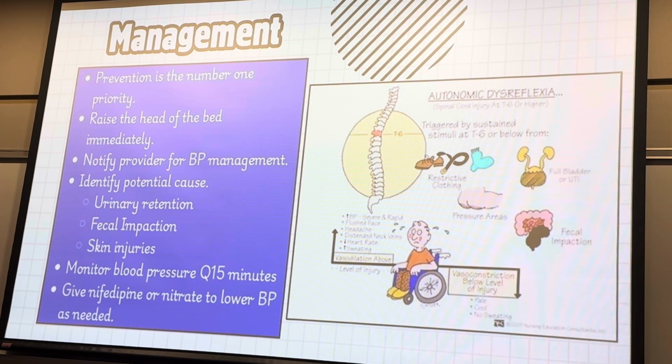So if something is already ordered, I can go ahead and give that for my blood pressure management. Usually some type of IV beta blocker, maybe some type of nitrate or nifedipine. Sometimes they may be on long-term, scheduled clonidine. Main thing is I want to get my blood pressure down. And then I've got to figure out why they went into this autonomic dysreflexia in the first place. I've got to eliminate that noxious stimuli that's causing this event.